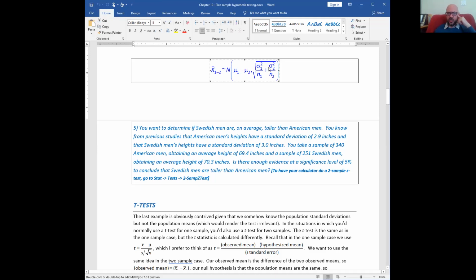And then I have to actually calculate this number right here, sigma 1 squared over n1 plus sigma 2 squared over n2 added together square root. So let's calculate that number, and then this number is going to be 0.